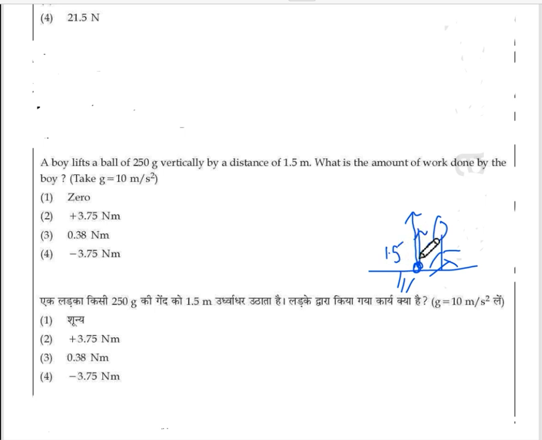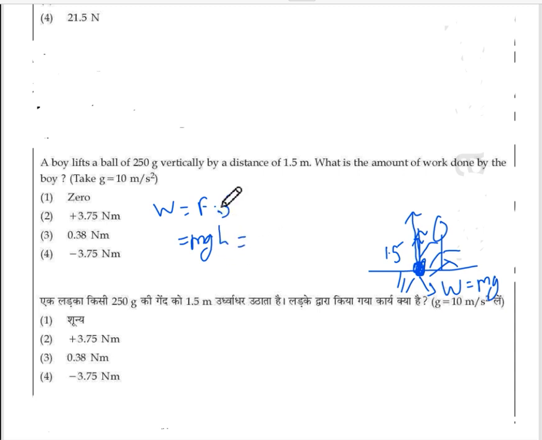So now we can say work done equals force into distance. As the object is taken vertically upward, the boy must apply a minimum force equal to the weight of the ball. Weight of the ball means mg, so the minimum force I can take is mg, and the distance is the height.